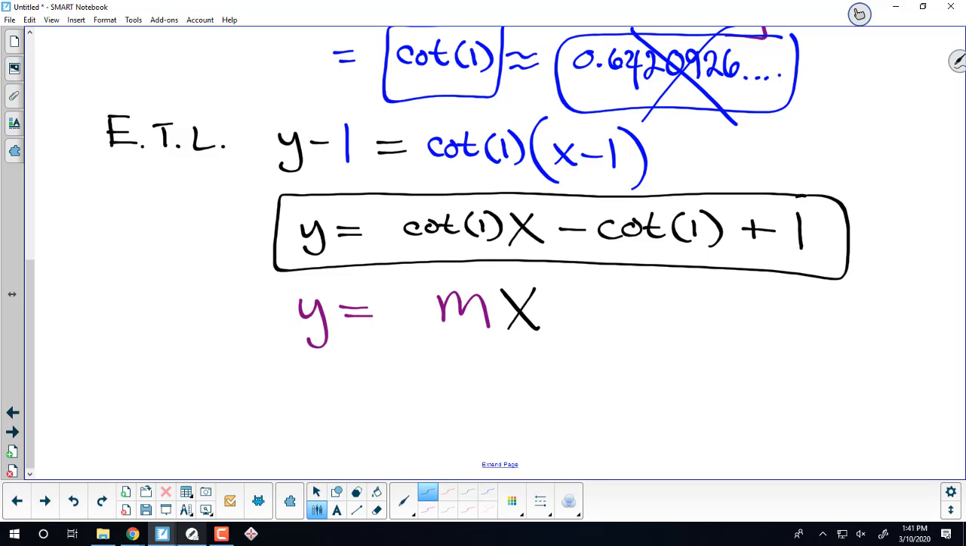It could be a positive number, I don't know. I think it is, because cotangent of 1 is 0.642, and 1 minus 0.642 is what that number is, approximately. Any other questions about that example? Okay.